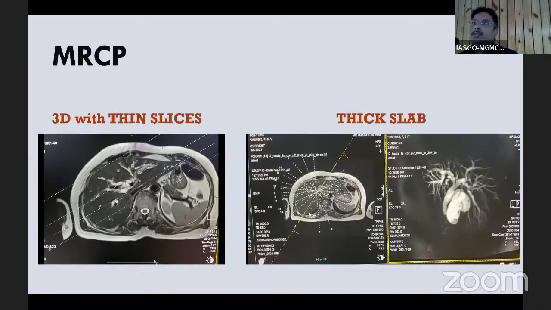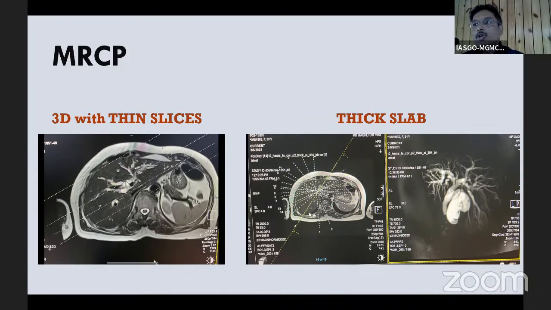Now, MRCP can be done through two different techniques. One is the 3D technique, and another is the thick slab technique. 3D technique requires a lot of time, but it is pretty sensitive for small lesions, small strictures, and it is quite helpful when we are looking for anatomical variants. Whereas thick slab is a 2D image, and it takes only 1 or 2 seconds for the image to be taken, but the resolution is not that great.